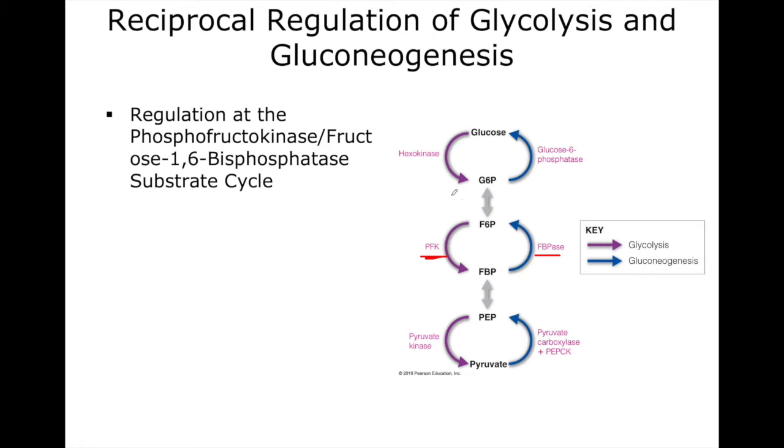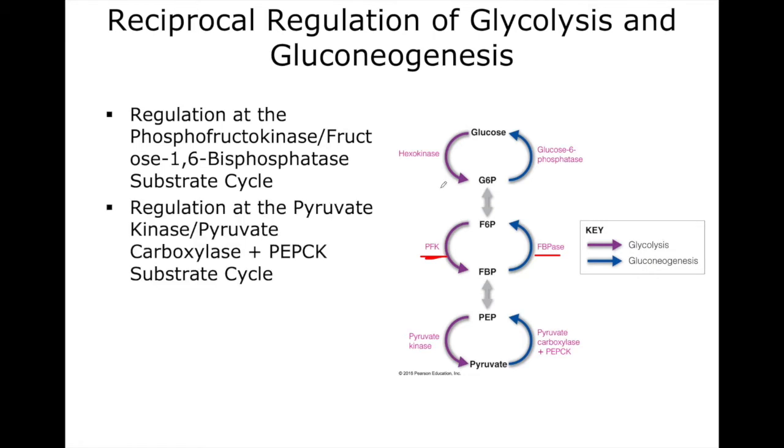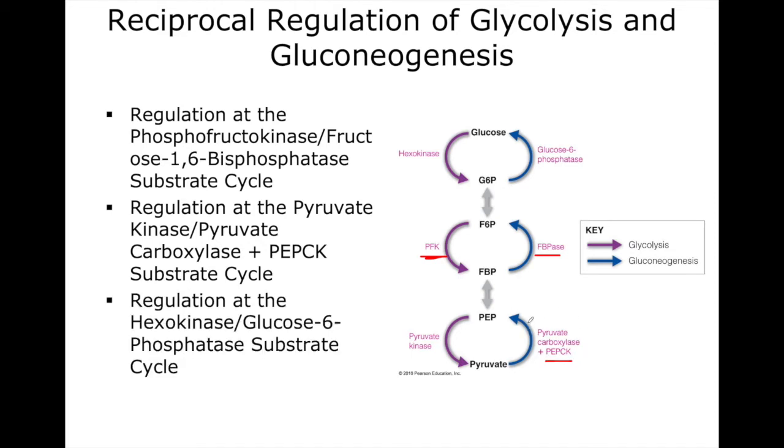So, but then we also want to talk about the regulatory point here with pyruvate kinase and pyruvate carboxylase and phosphoenolpyruvate carboxykinase, that step, that cycle. And then finally, we want to talk about the regulatory point where hexokinase and glucose 6-phosphatase are reciprocally regulated. So let's start off with this middle one here, which is the major regulatory point.